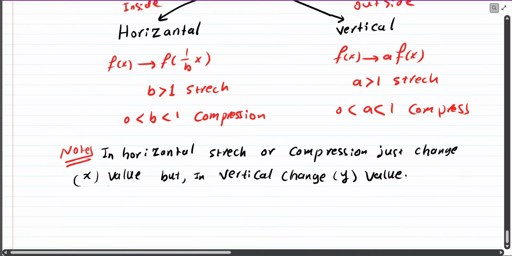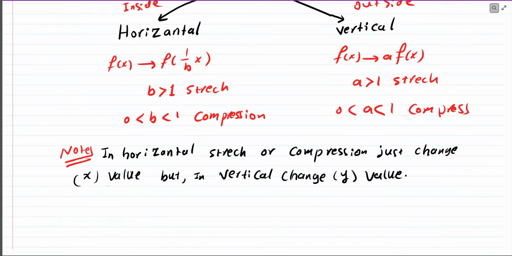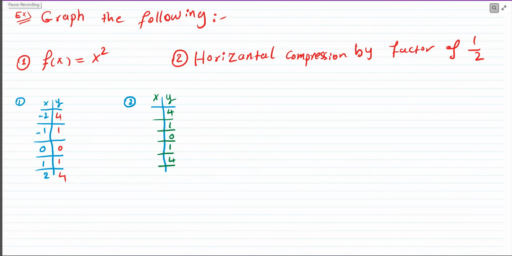Dear students, we have an important note before showing you by graph what will happen horizontally stretch or compress, also vertically. In horizontal stretch or compress, just change the value of x in your table, or just x value is gonna change. But in vertical compress or stretch, y gonna change, or change the value of y. Okay, dear students, let's understand from this one. I will try to explain one for horizontal and one for vertical for better understanding.